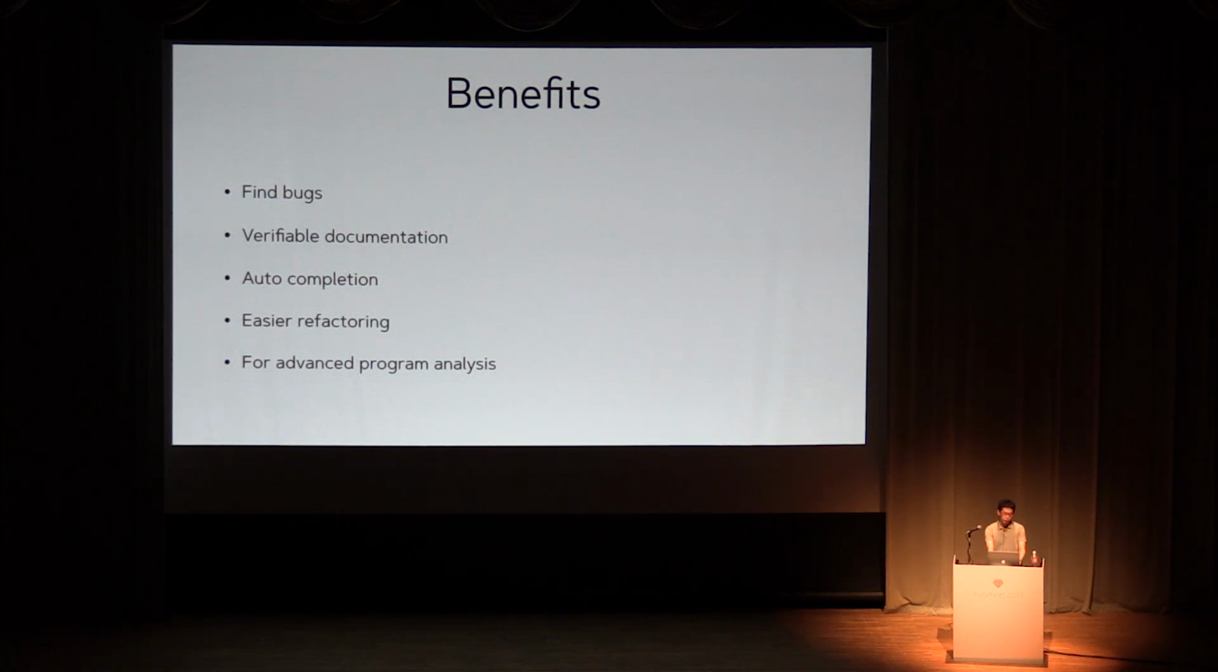And the last one is that type information can be used as a basis for more advanced program analysis, for example, security checking. There are some security checking tools for Rails like Brakeman, and they can be improved with type information.